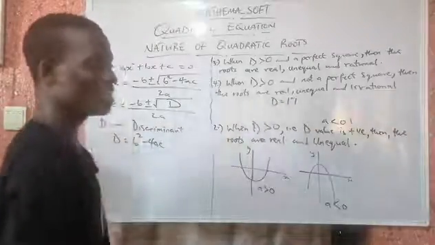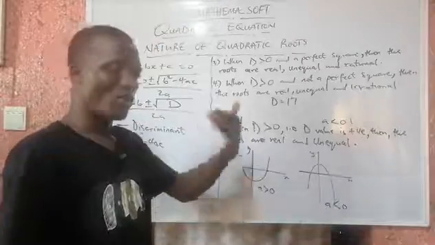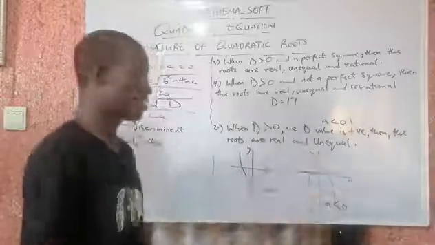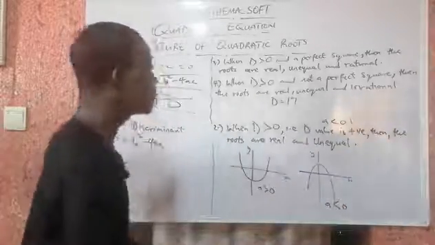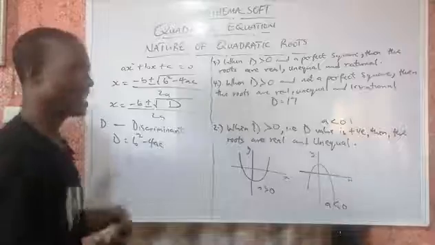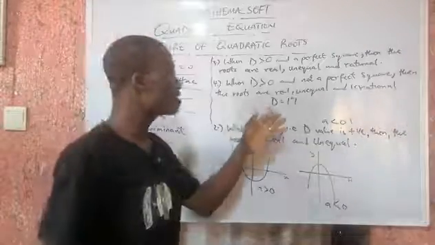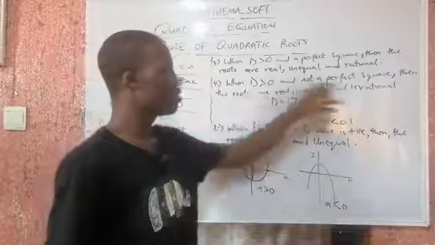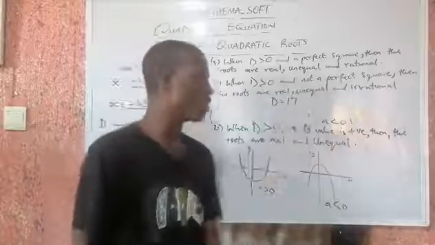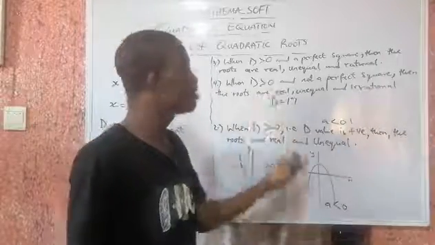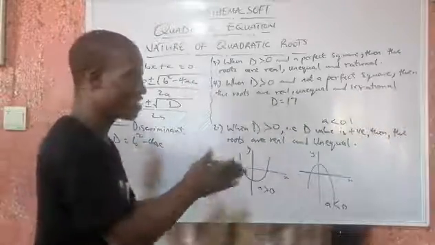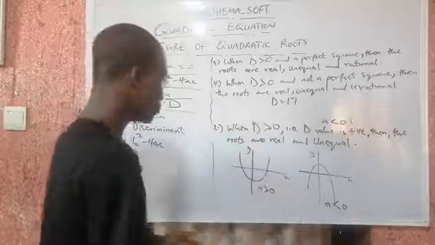And root 17 is irrational, because when you look at the roots of prime numbers generally, root 2, root 3, root 5, root 17, they cannot be expressed as a ratio. So when your D is greater than 0 but not a perfect square, although your roots will be real and unequal, in this case they will be irrational.